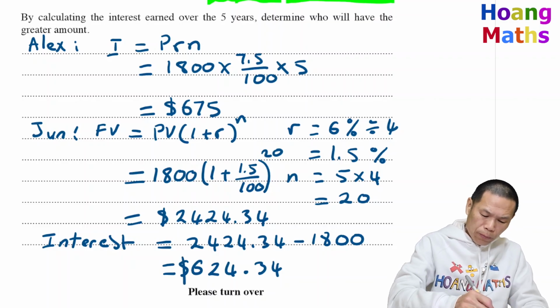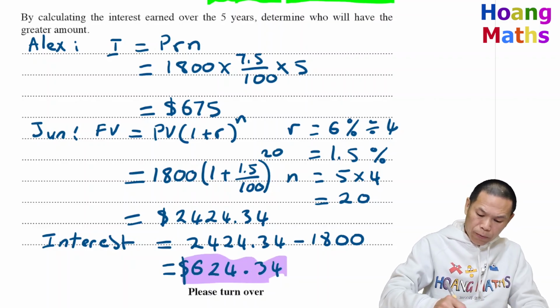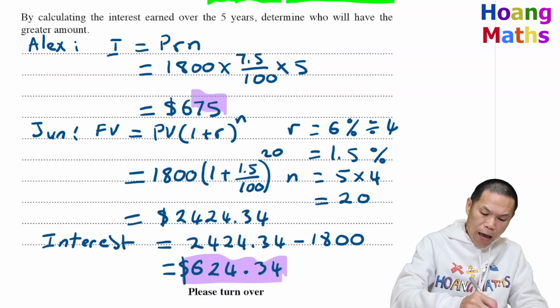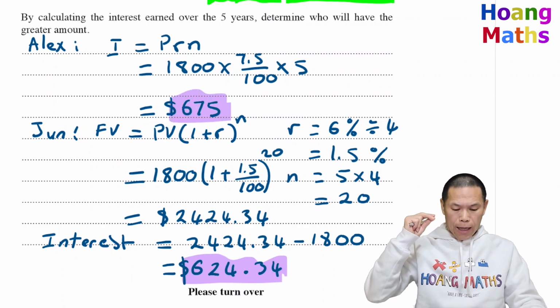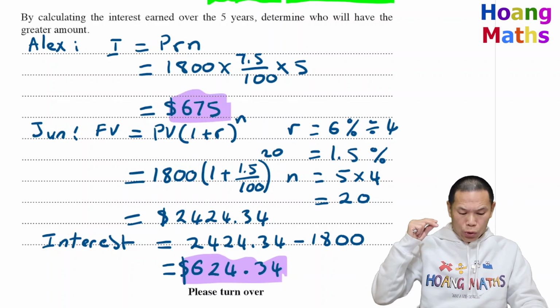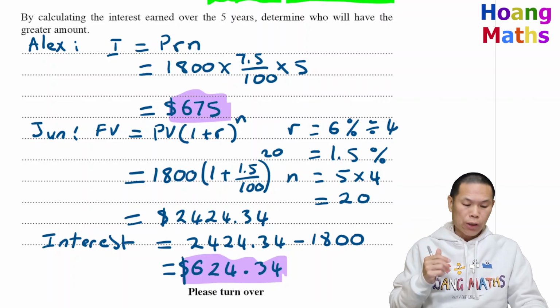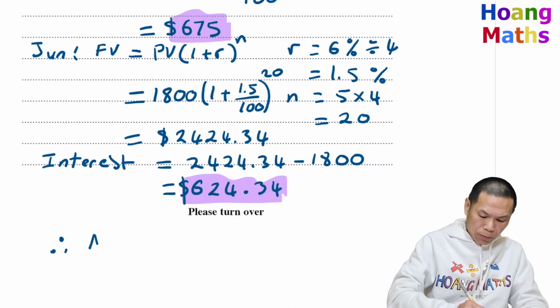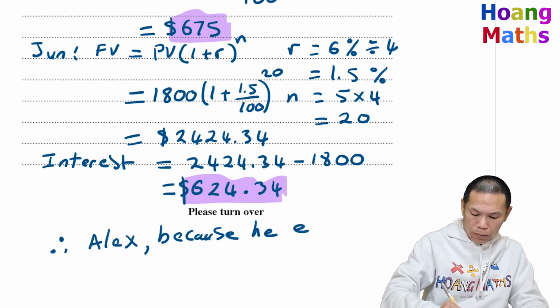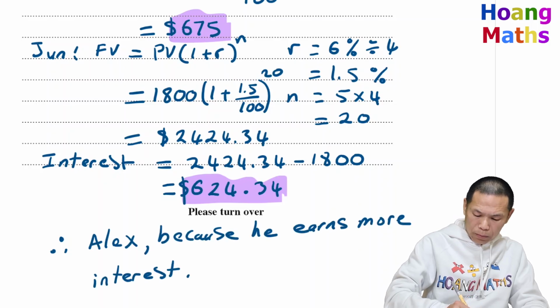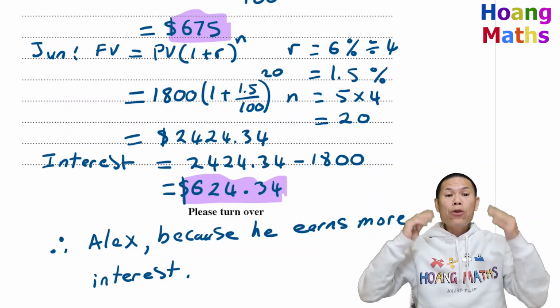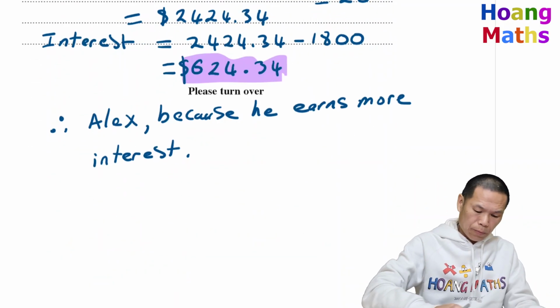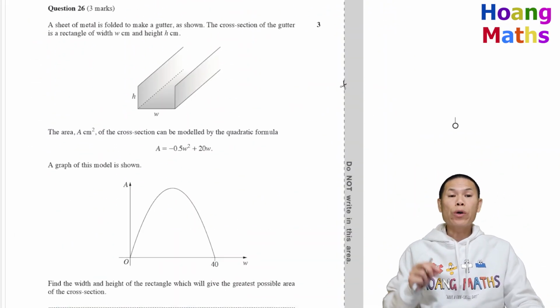So that is June's, okay, and the interest for Alex is this. So obviously Alex will have a greater amount because he earned more interest. So let me just write this down. Therefore, there you go.